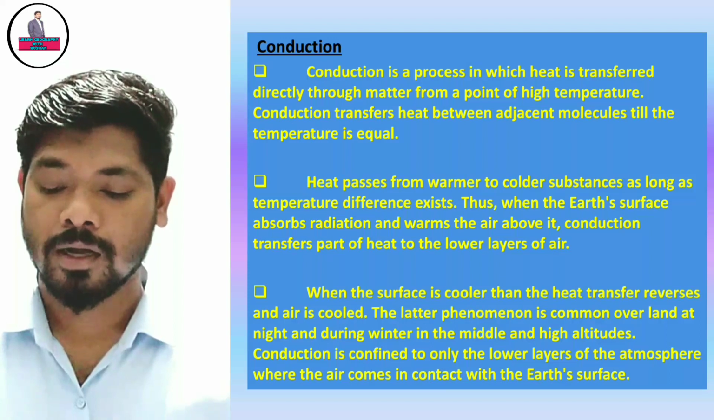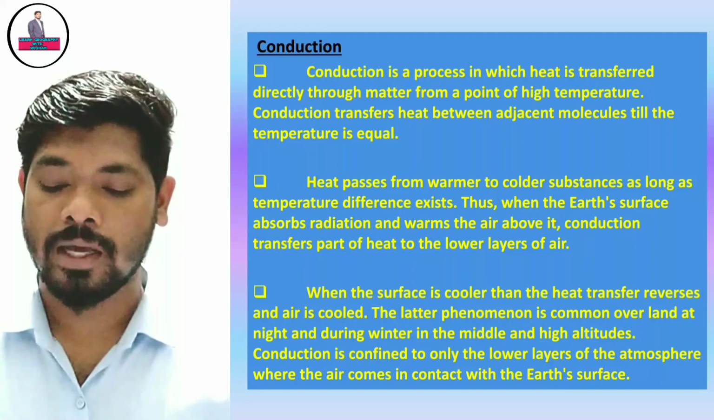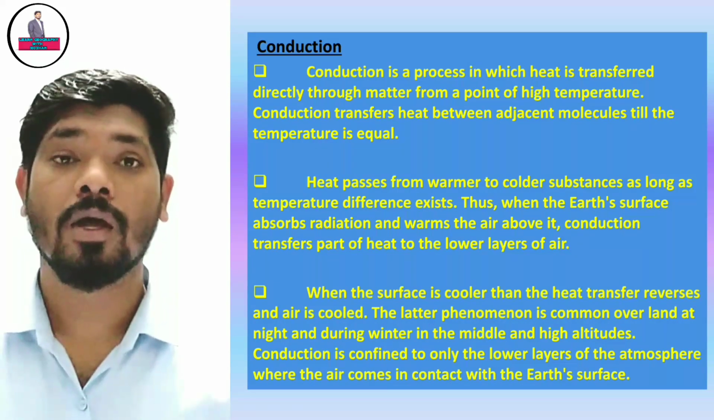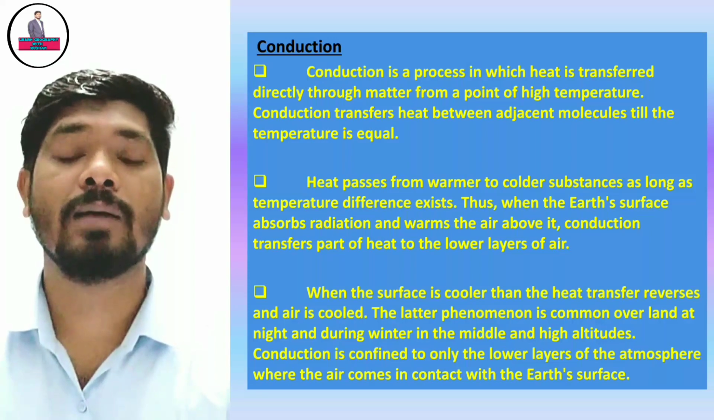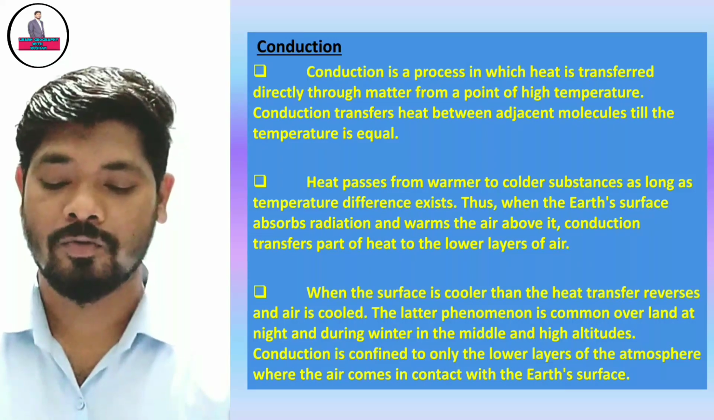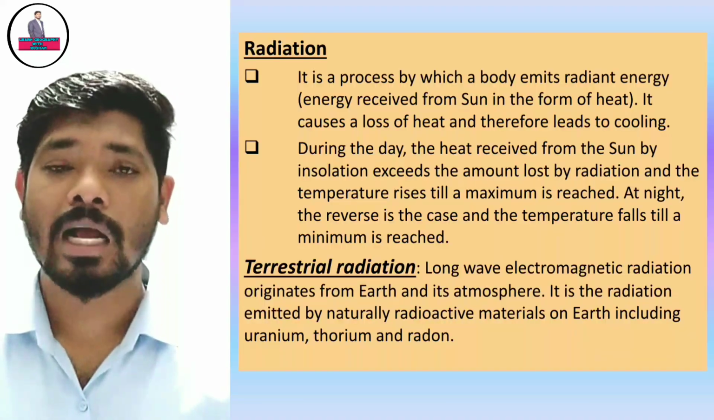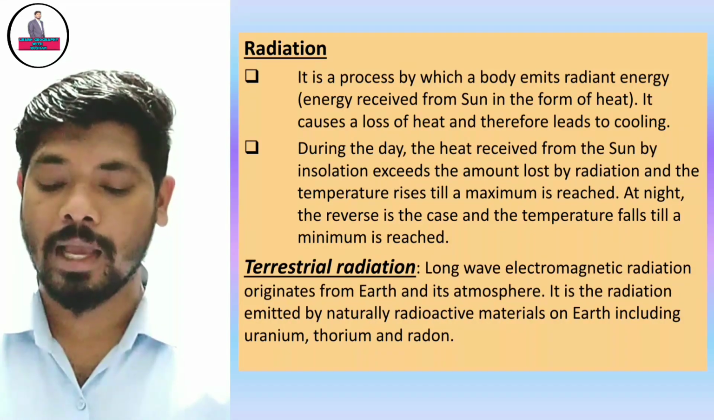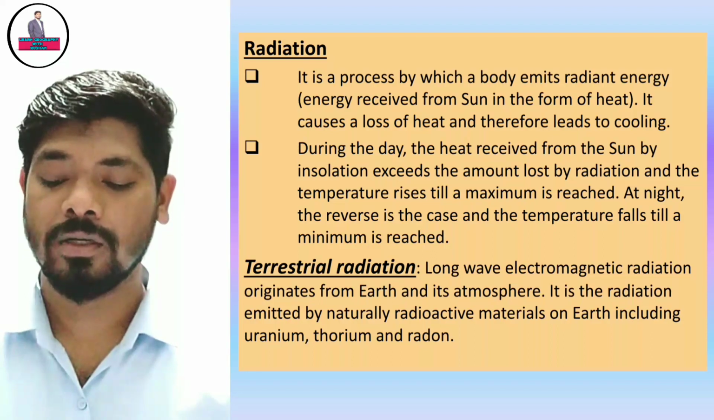Conduction is confined to only the lower layers of the atmosphere, where the air comes in contact with the earth's surface. So conduction happens only in the lower layer of the atmosphere when it comes in contact with the surface of the earth. Coming towards radiation, it is a process by which a body emits radiant energy.